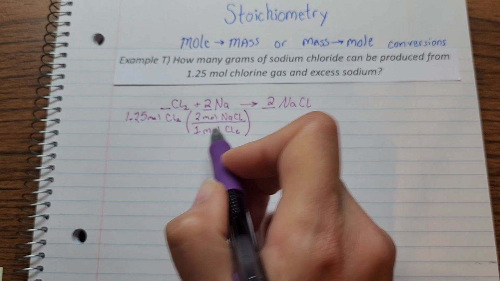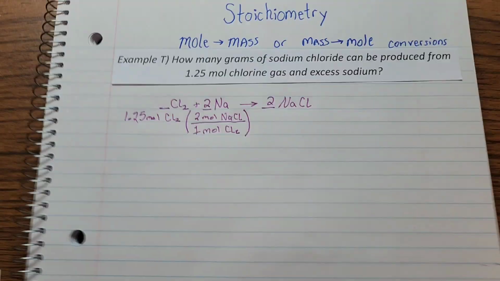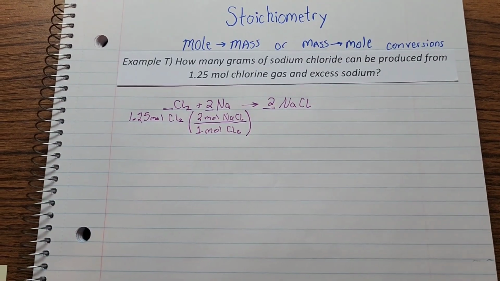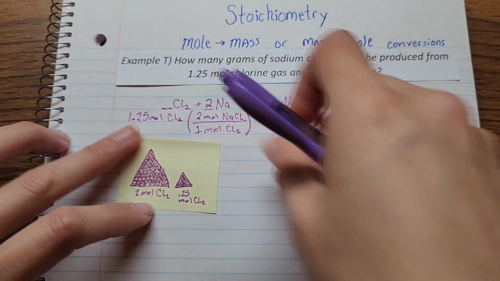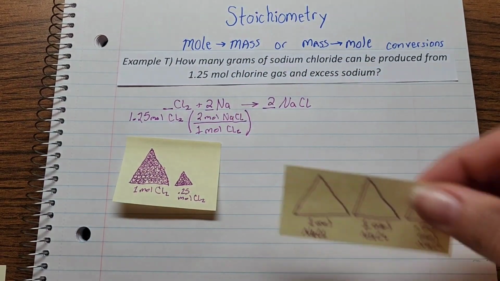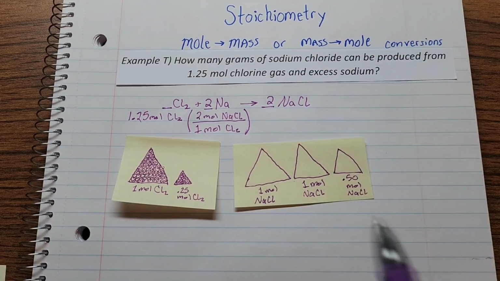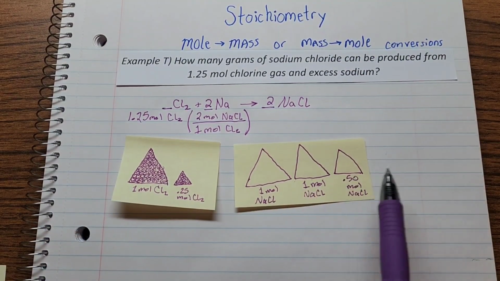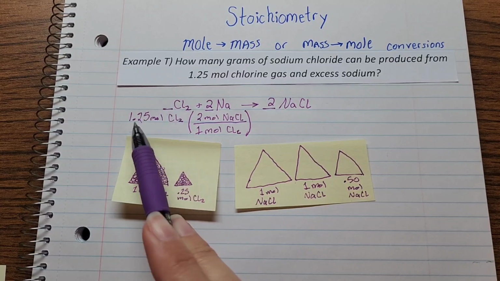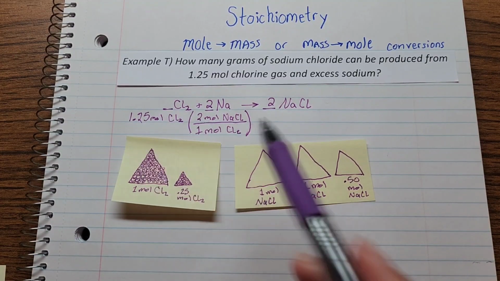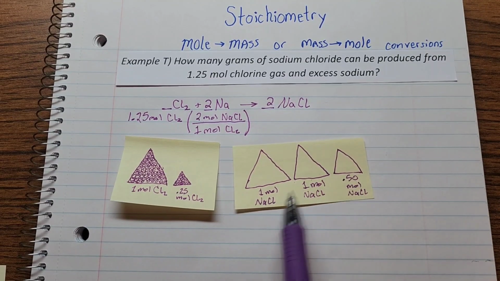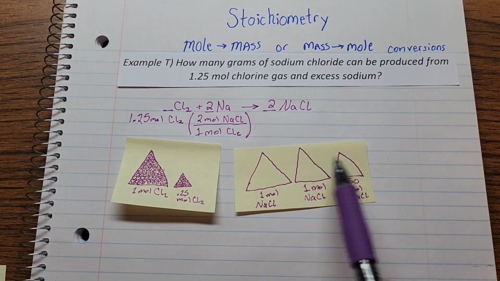So 1.25 moles of chlorine times 2 moles of sodium chloride is going to give us 2.5 moles of sodium chloride. Think of it in terms of money. $1.25 times 2 will give you 2.5. So here's 2.5 moles of sodium chloride. Now we need to convert this to grams.